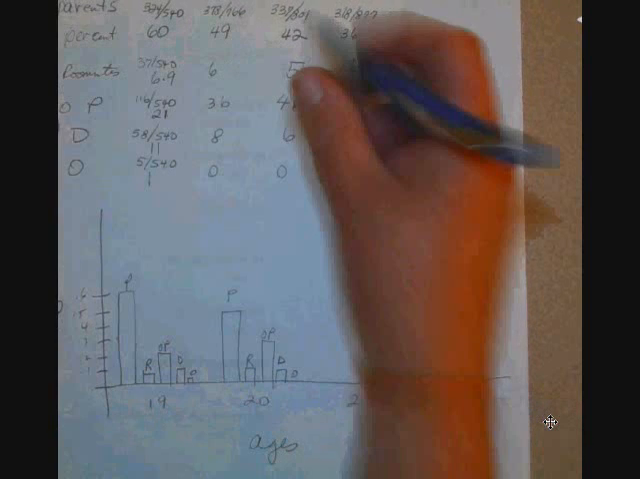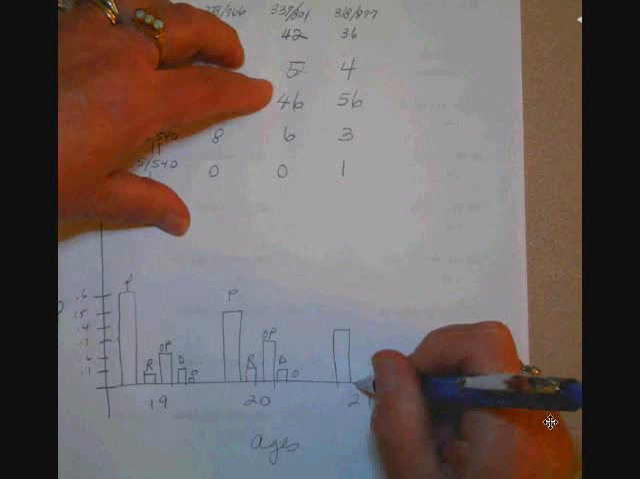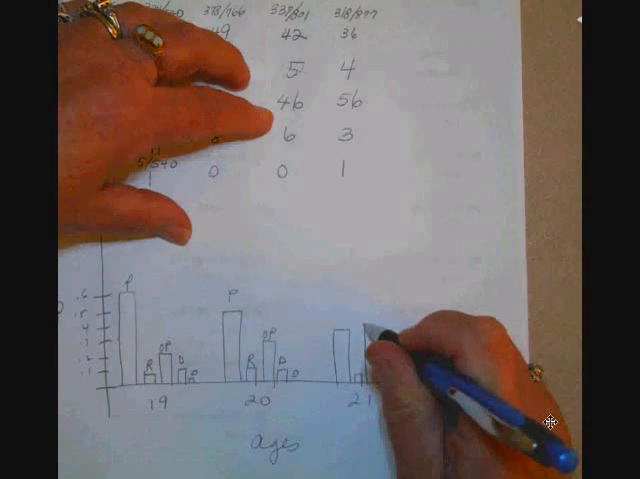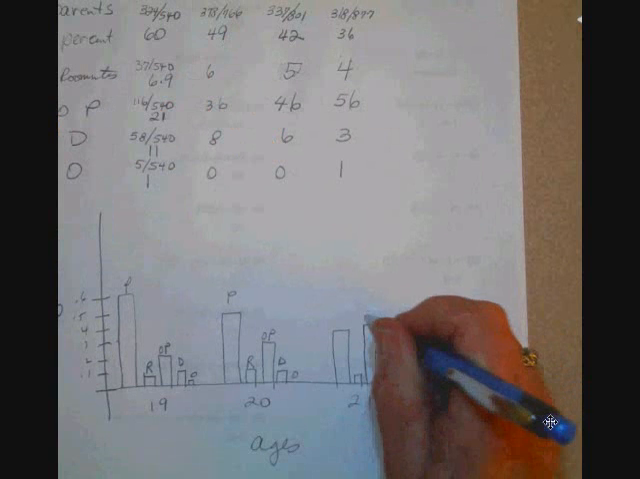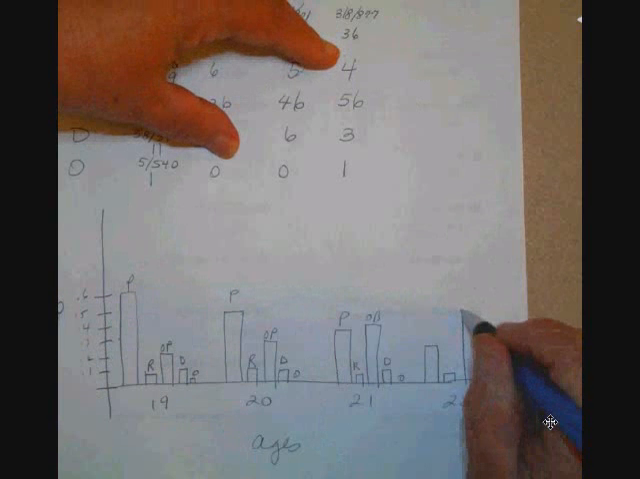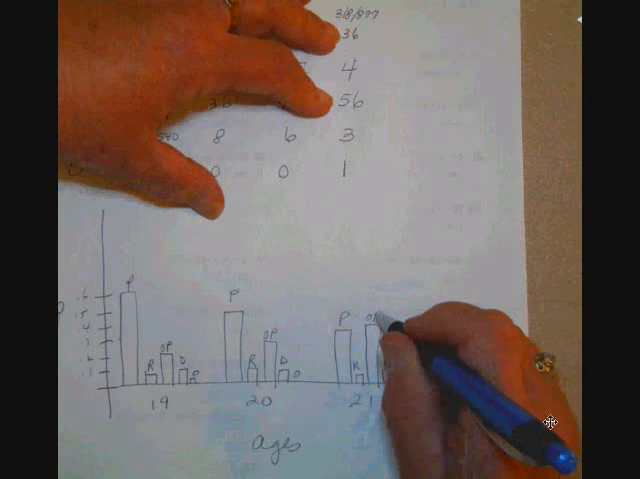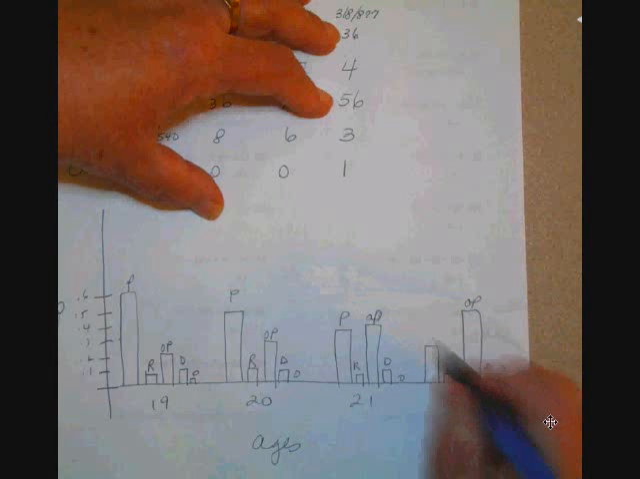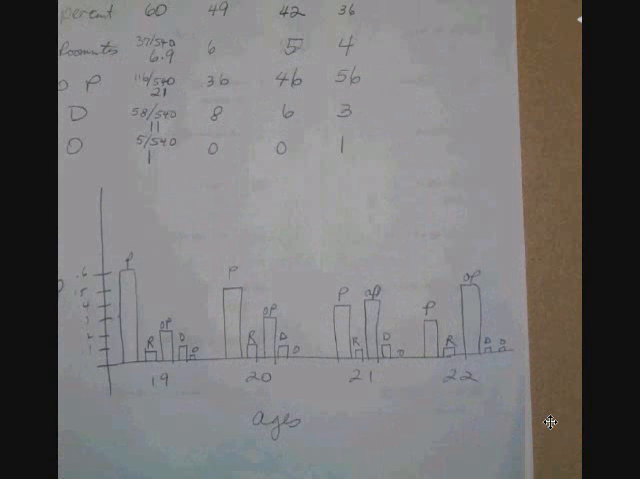And then moving right along, because the bell's going to ring here soon. 42, 5, 46, 6. So that's other, dorm, own place, roommates, parents, and 36, 4, 56, 3, and 1, other, dorm, own place, roommates, parents. There's the graph of my conditional distribution.